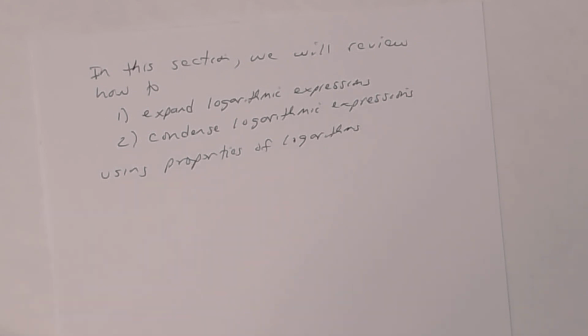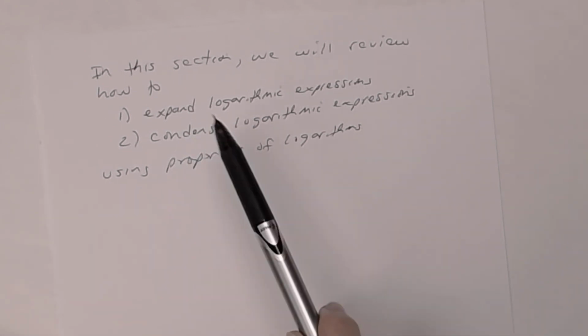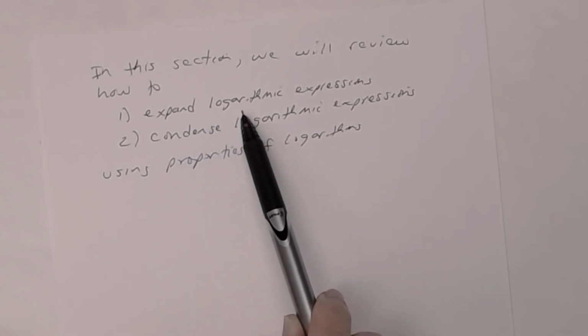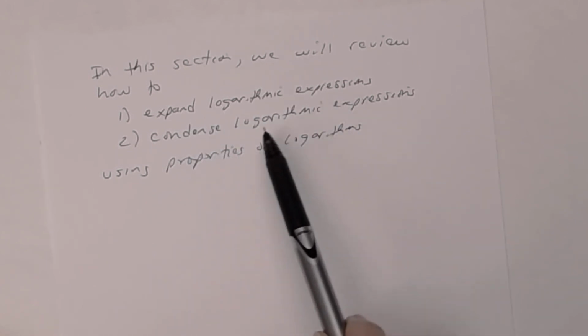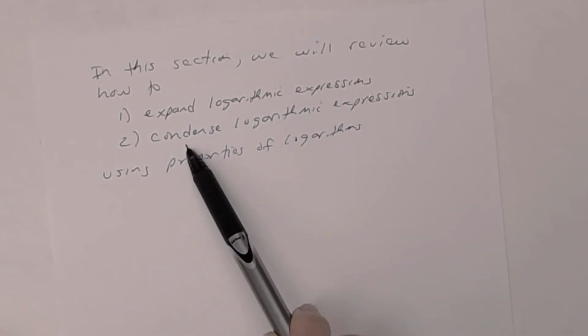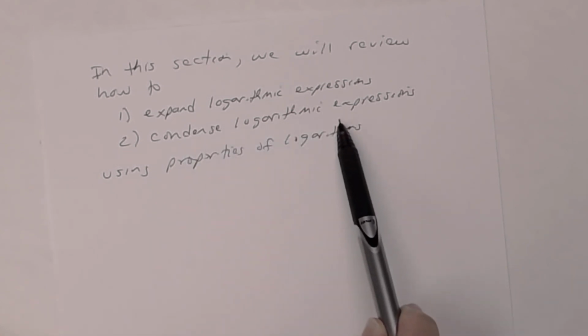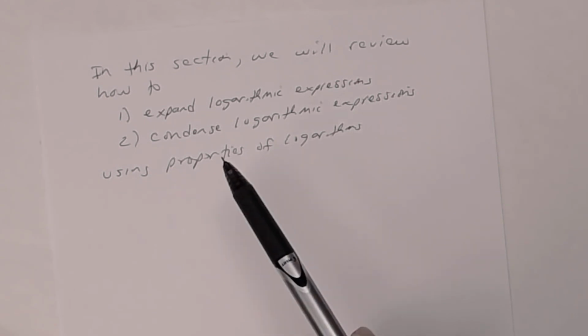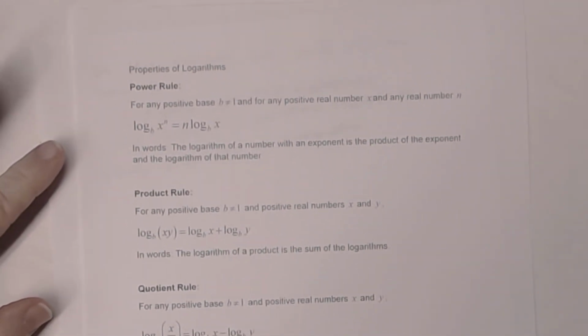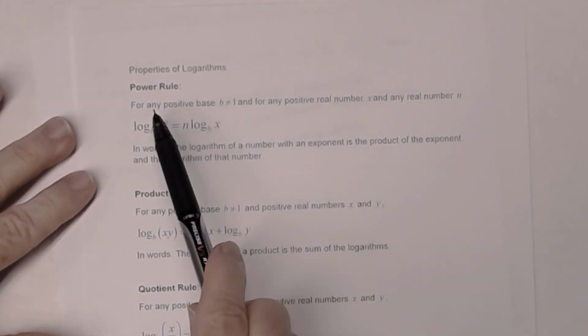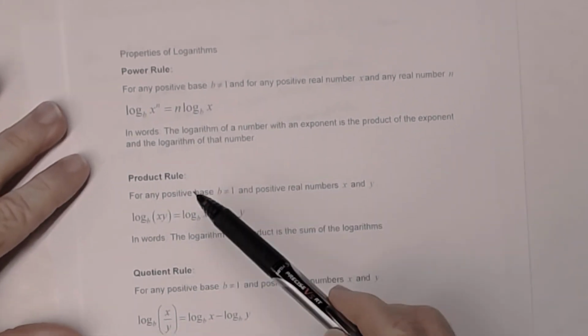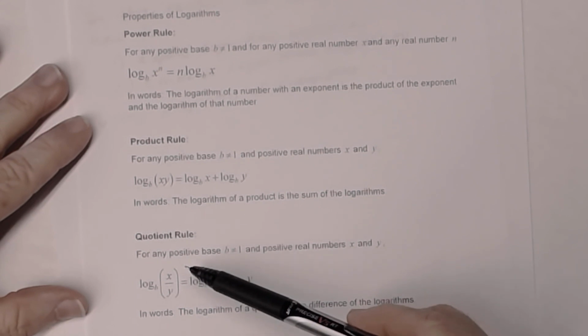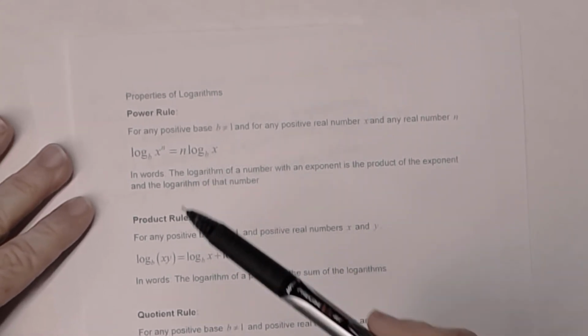In this section, we're going to review how to, 1, expand logarithmic expressions, and 2, condense logarithmic expressions using properties of logarithms. Now, in this section, the 3 main properties of logarithms that you learned was the power rule, the product rule, and the quotient rule. So let's look at each one.